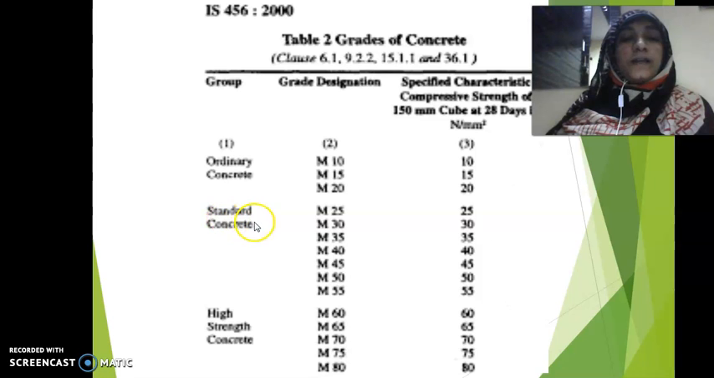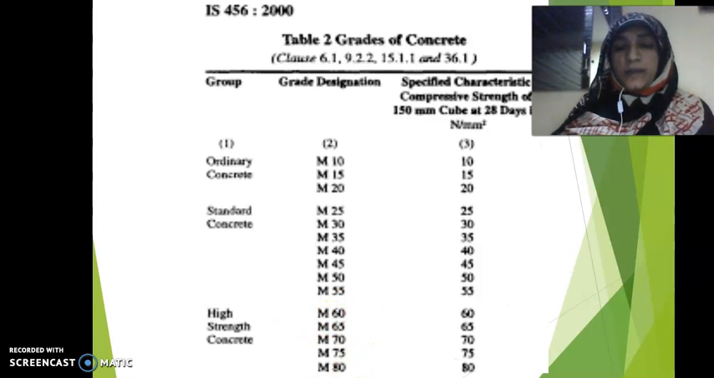In standard concrete, grades start from M25 and end at M50. High strength concrete starts from M60 and ends at M80.